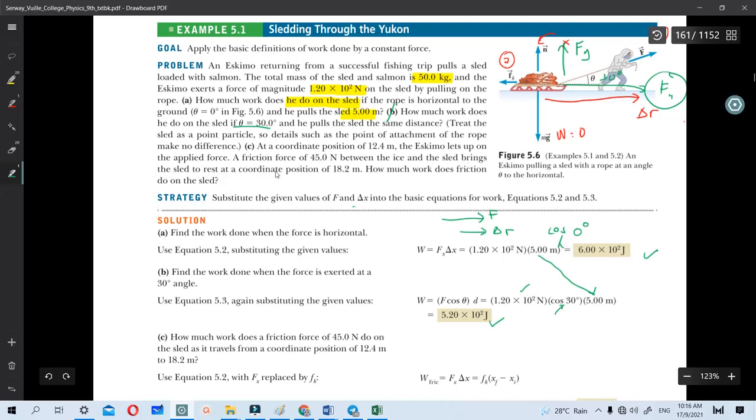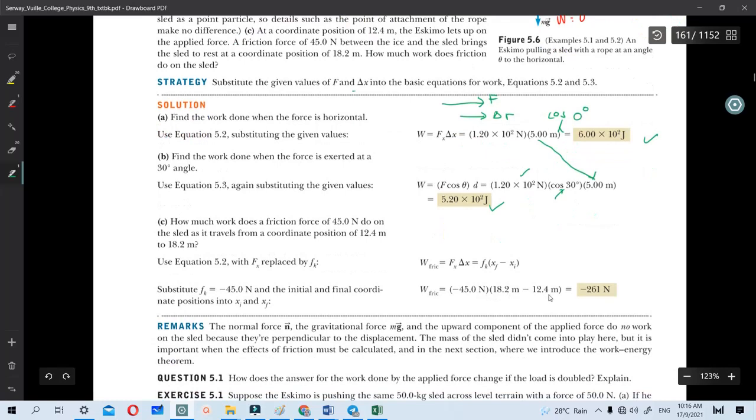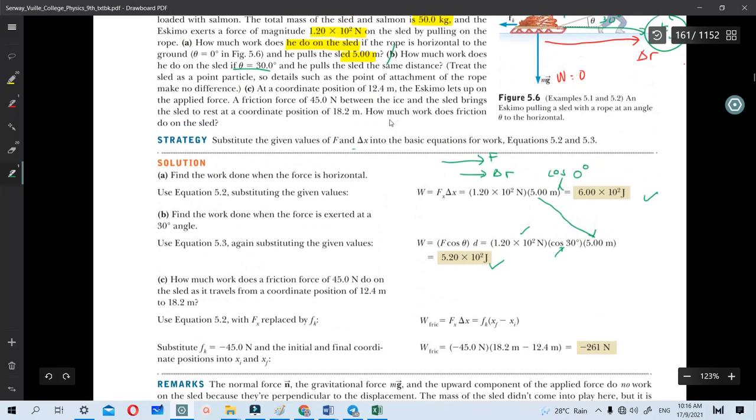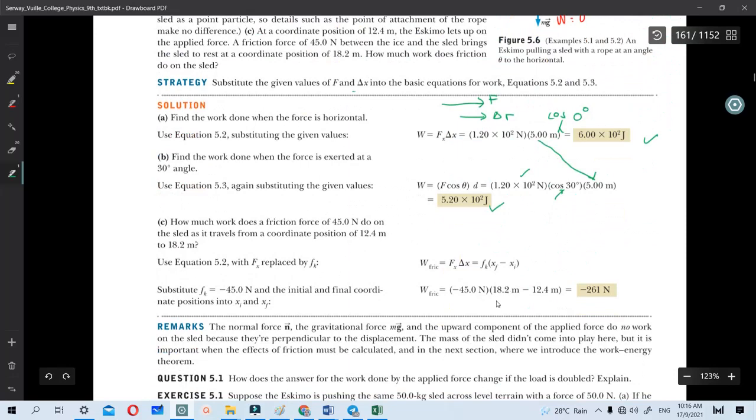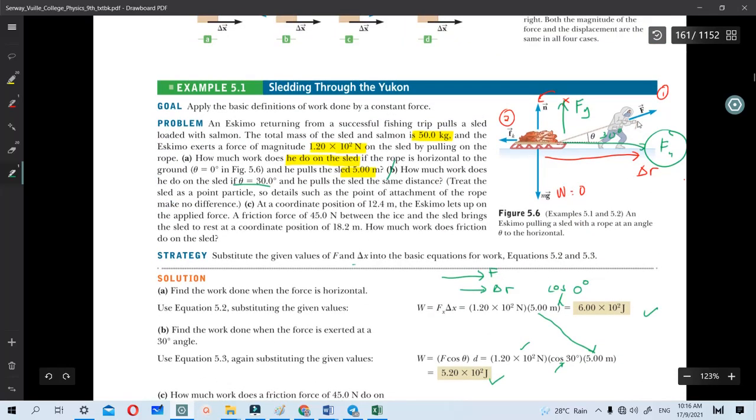Now it brings the sled to rest at a coordinate position of 18.2. Maknanya bila friction start? Pada 12.4 and also 18.2. So together the differences diorang adalah 18.2 tolak 12.4. Okay. Now, the question is, how much work does this friction do on the sled? Meaning that throughout the distance from 12.4 meter to 18.2 meter, dia dah lepaskan tangan. Lepaskan tangan and therefore benda ni slowing down.